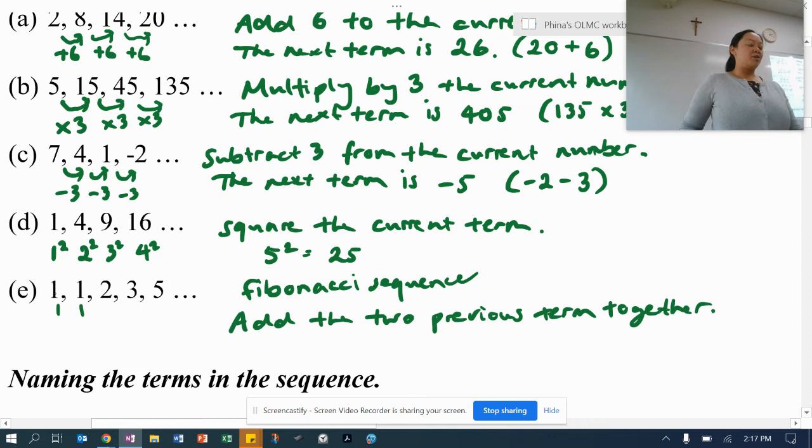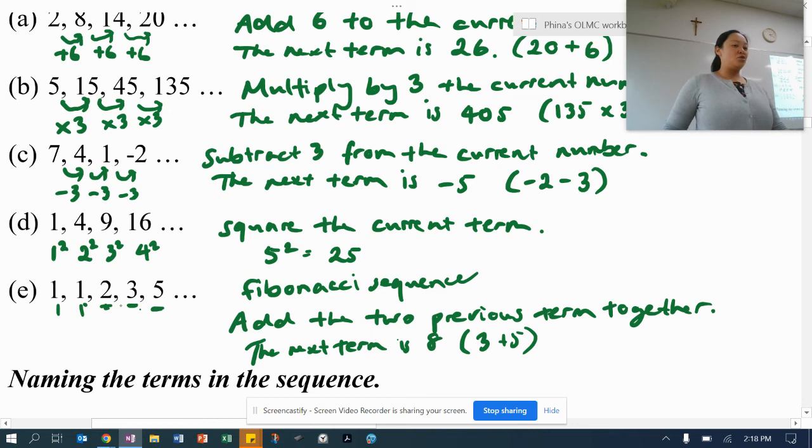So for example, I go 1 plus 1 makes 2. 1 plus 2 makes 3. 2 plus 3 makes 5. So then my next one will be? The next term is 8, because you go 3 plus 5. So you add the 2 previous terms together. Okay? So yeah, just showing you a whole bunch of different sequences.